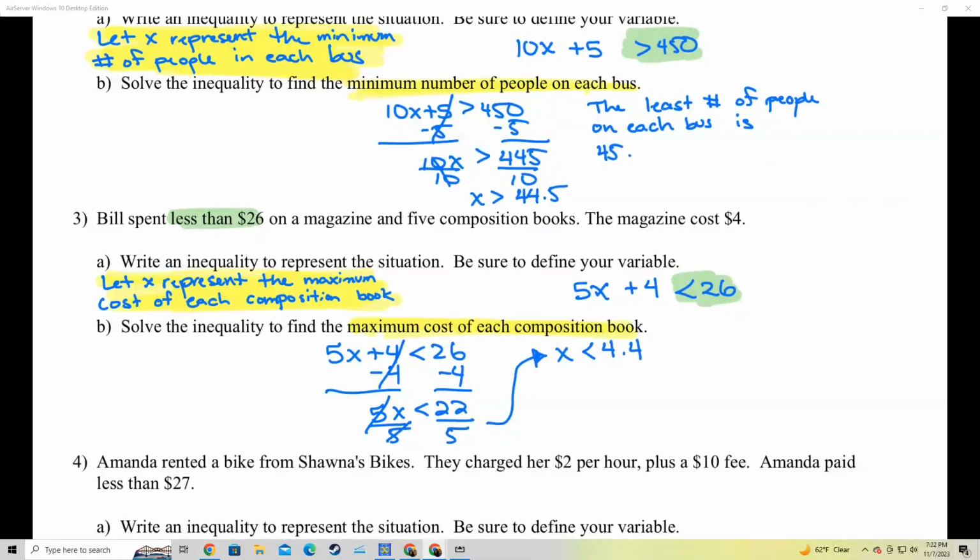Now when we say 4.4, we have to be careful, because you're not going to go to the store and get charged $4.4. Remember, X represents the maximum cost of each composition book. It doesn't make sense for it to cost $4.4. So we're going to add an extra zero at the end, and now this becomes $4.40. That is to say, the max price of each book needs to be less than $4.40.